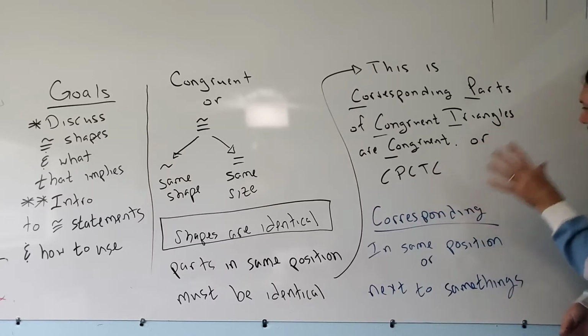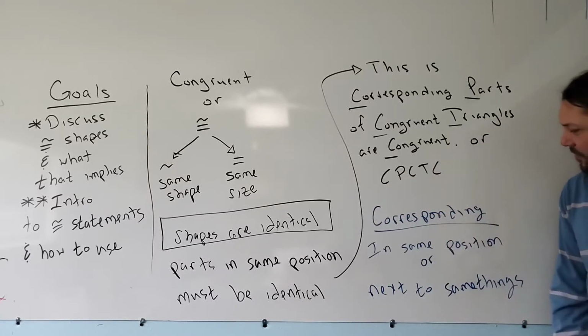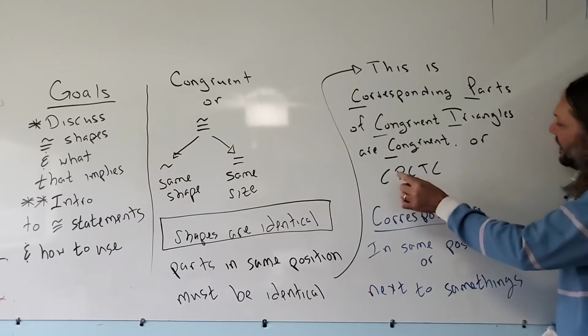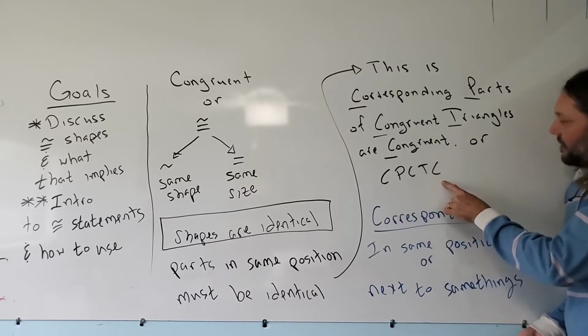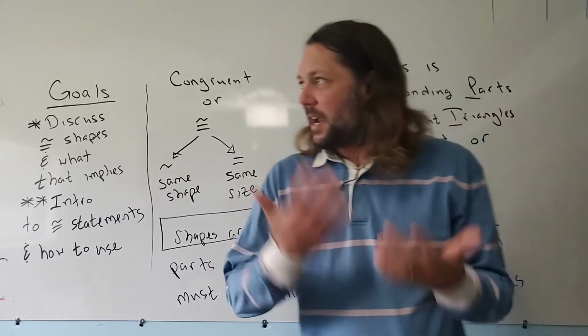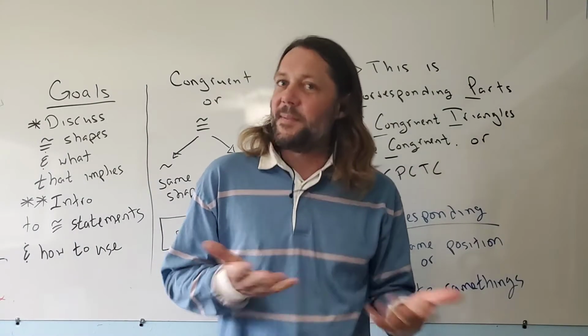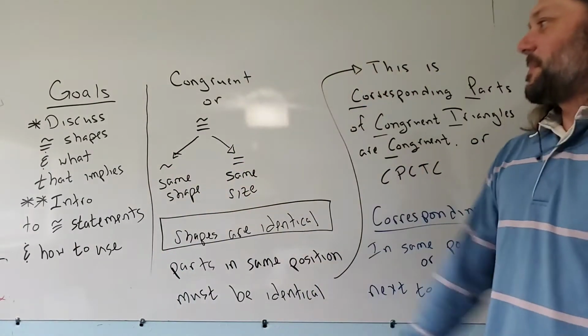What this is literally saying, the simplified version of this, identical shapes mean that parts in the same position must be identical. Okay, so again, if my hands are identical, then my index fingers must be identical because they're next to the same thing.